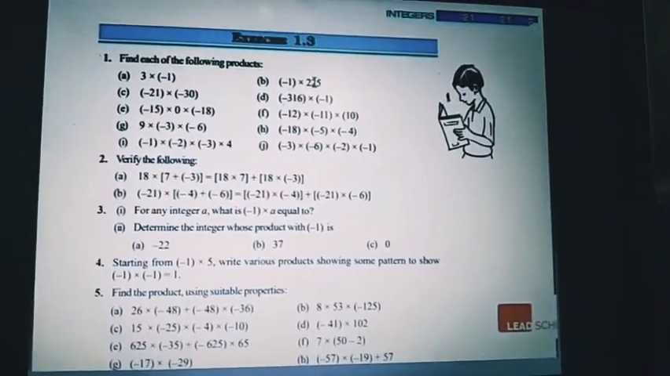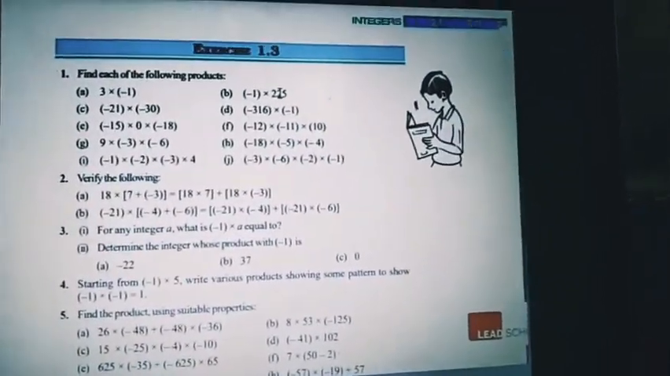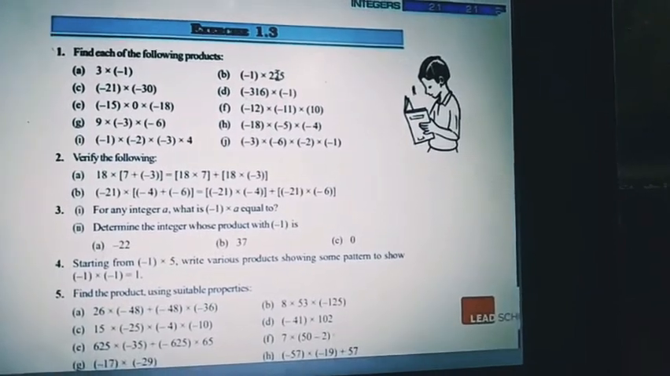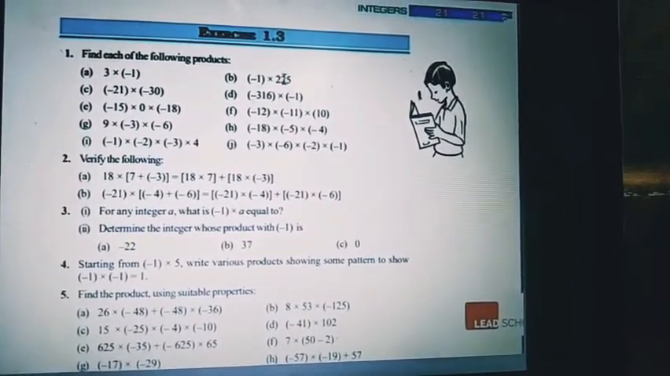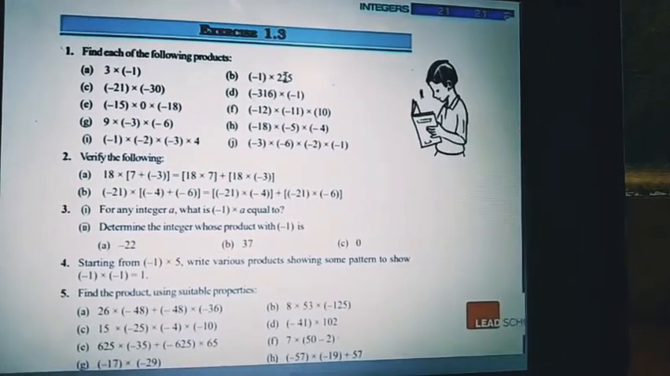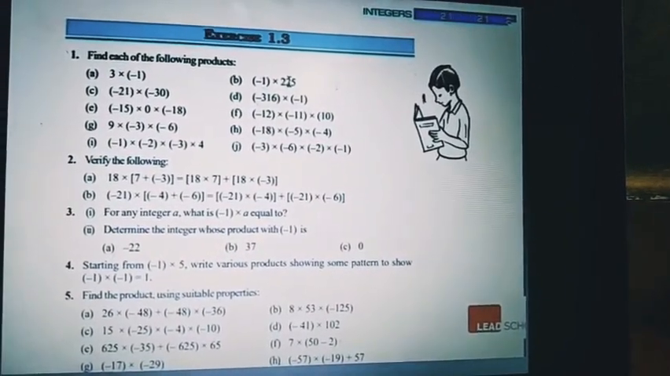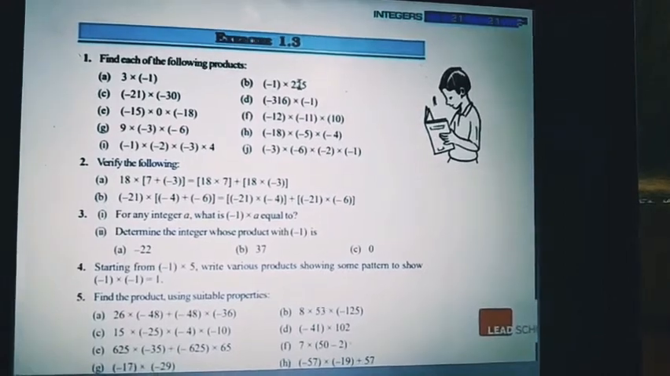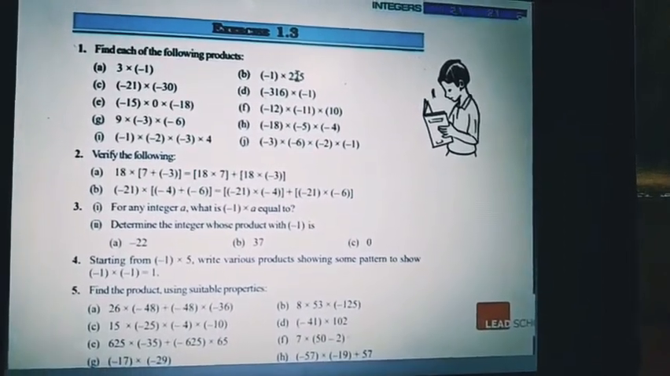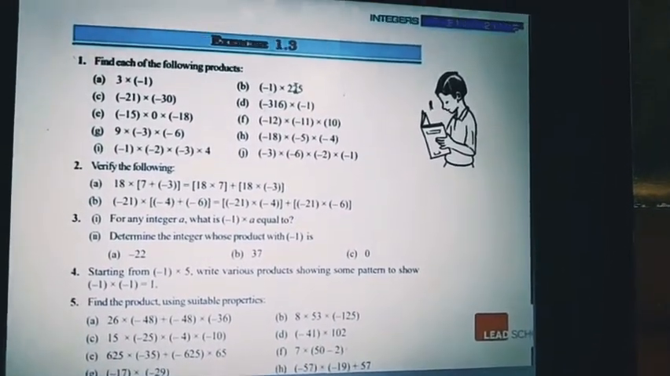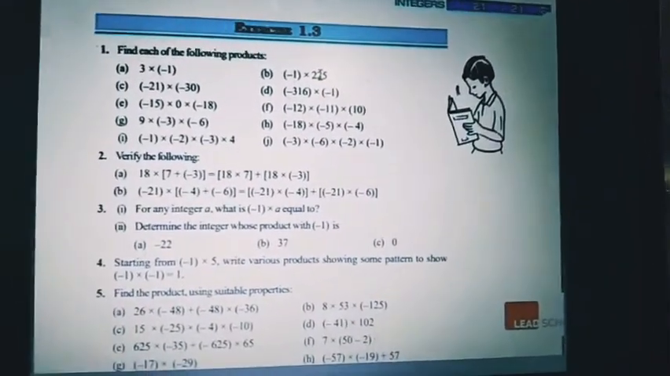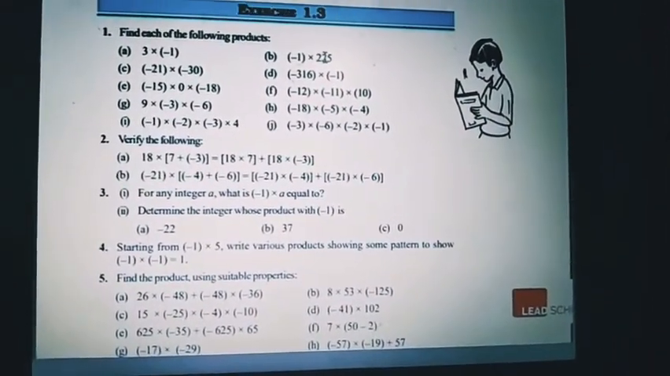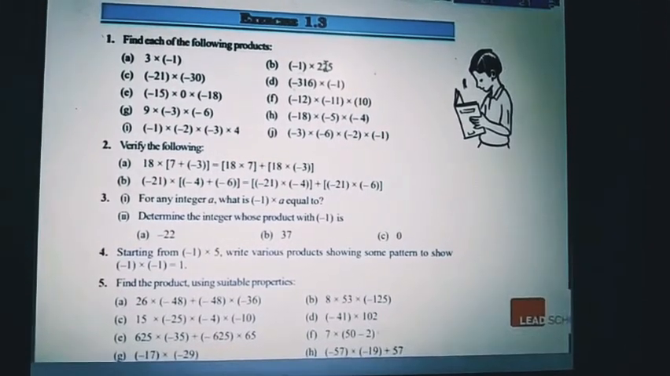So now today's work is to do this exercise 1.3, first question, 3 into minus 1. That is from your NCERT textbook. You have this exercise 1.3 on page number 21 of your textbook. So see the first one, 3 into minus 1. So it will be minus 3.